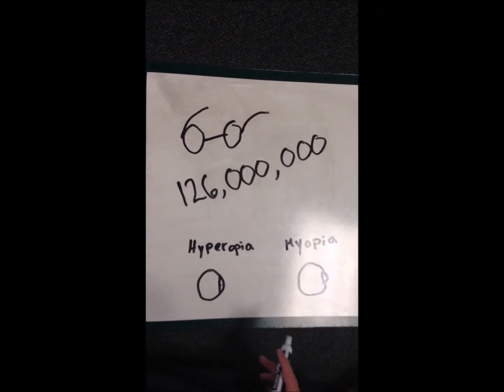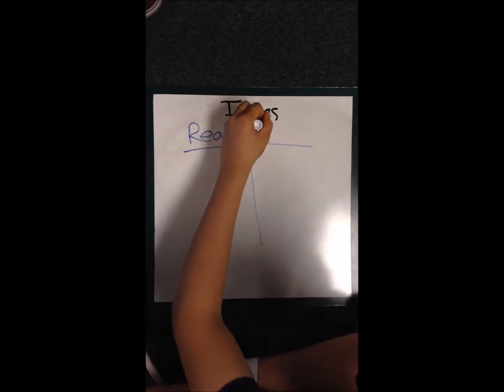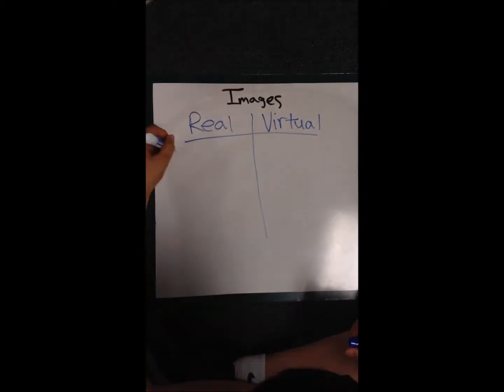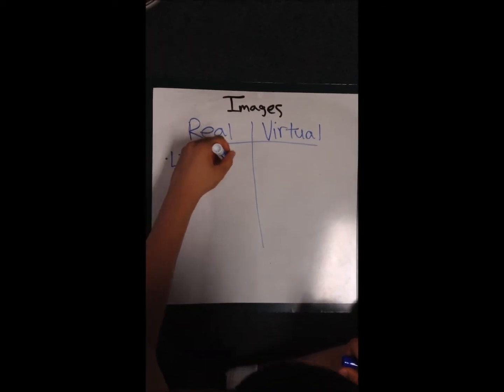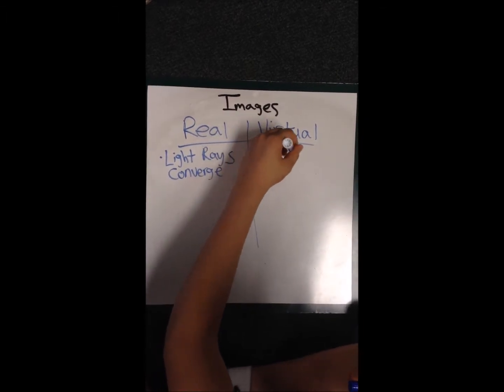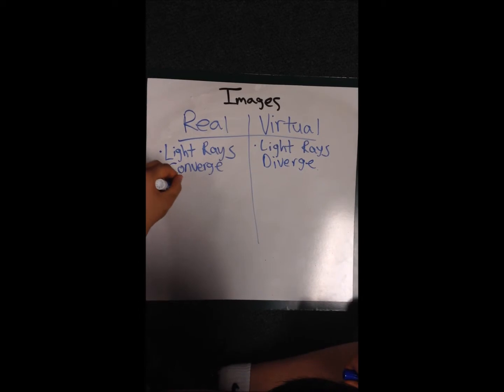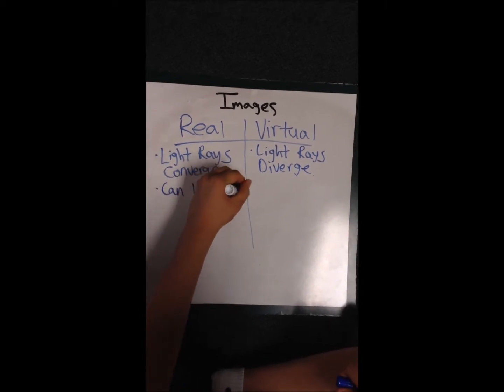Differences between real and virtual images are that real images are formed when light rays originating from a point are refracted by the lens so that they converge to a point on the other side of the lens. Virtual images are formed when light rays originating from a point are refracted by the lens so that they diverge on the other side of the lens.